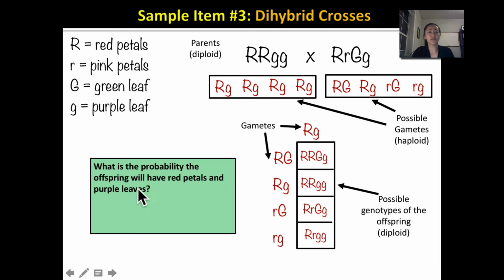and purple leaves? For the offspring to have red petals, they have to have at least 1 big R. To have purple leaves, since it's recessive, they have to have 2 little g's. Well, do you see any here with 2 little g's and at least 1 big R? Well, I see one there and there. So what's our probability? It's 2/4, or in other words, 1/2 or 50%. And that is your answer.